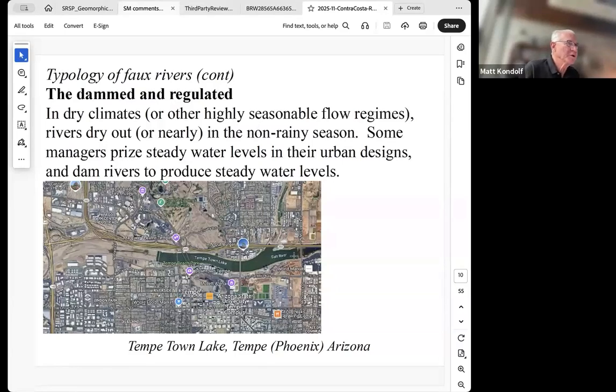Well, it's like a small reservoir in the channel of the Salt River, and this happens to be right at the Arizona State campus. So this is actually quite a typical kind of response to a dry, seasonally dry riverbed. The water for this comes from, well, there's some water in the Salt River, but they also import water from another drainage nearby.